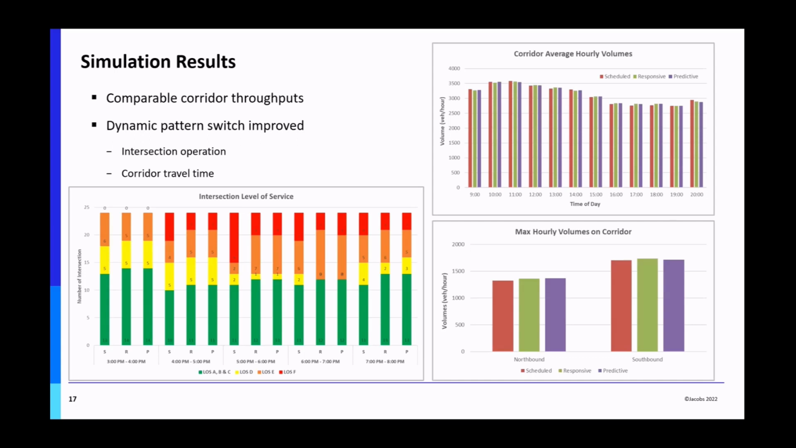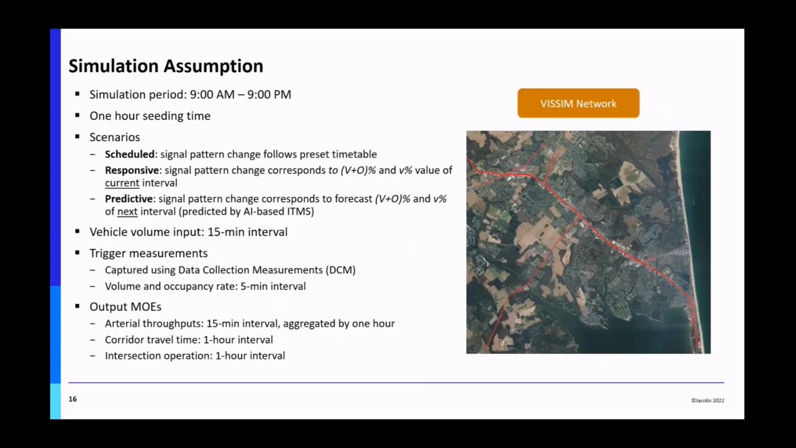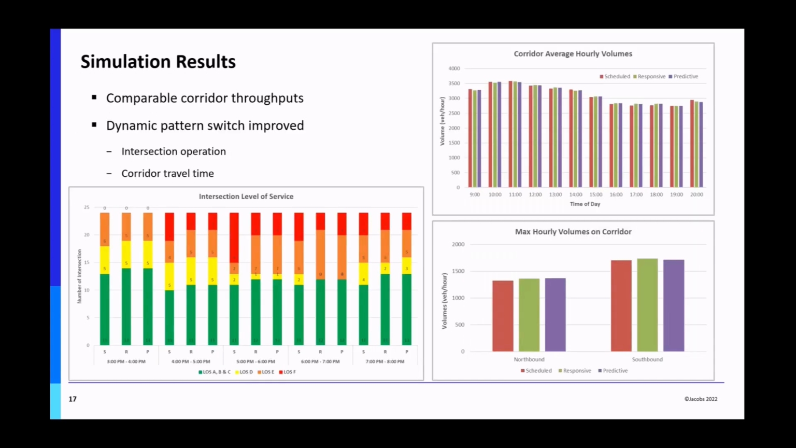This left chart summarized the number of intersections with different levels of service. From 3 p.m. to 8 p.m. is the most congested time on Friday. During this period, two dynamic scenarios show more intersections operating at level of service A, B, or C, and fewer at level of service F. In the meanwhile, the dynamic pattern switch can improve the corridor travel time as well.